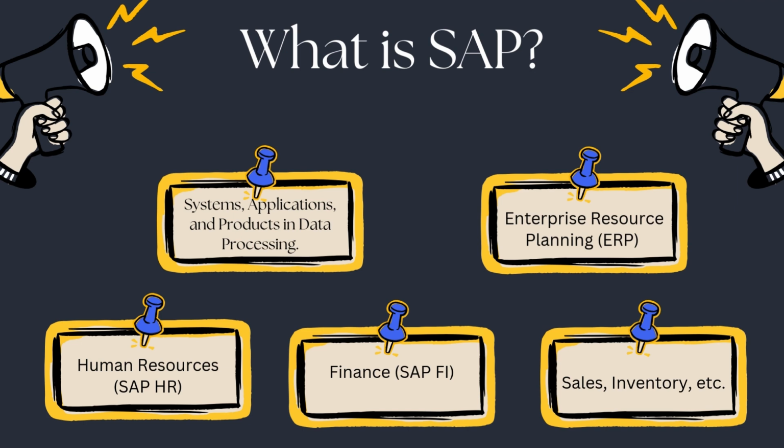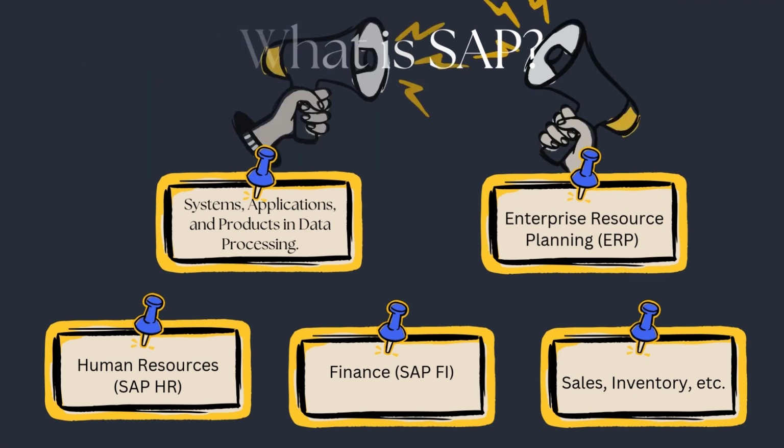SAP has different modules for different business processes. For example, there's SAP FI for financial accounting, SAP MM for materials management, SAP HR for human resources, and so on.